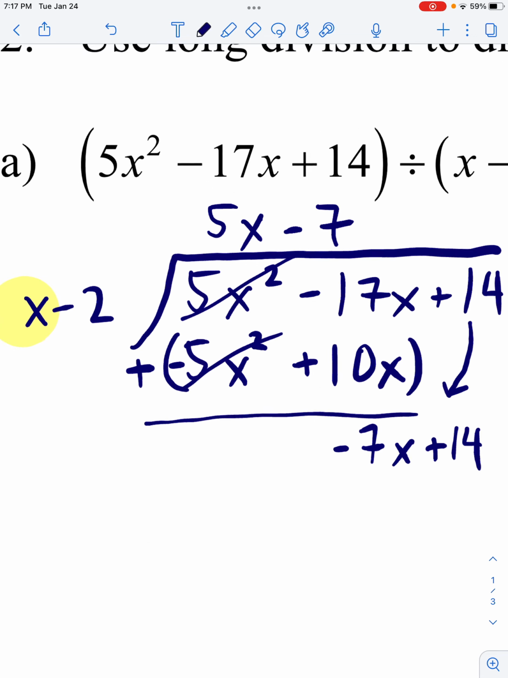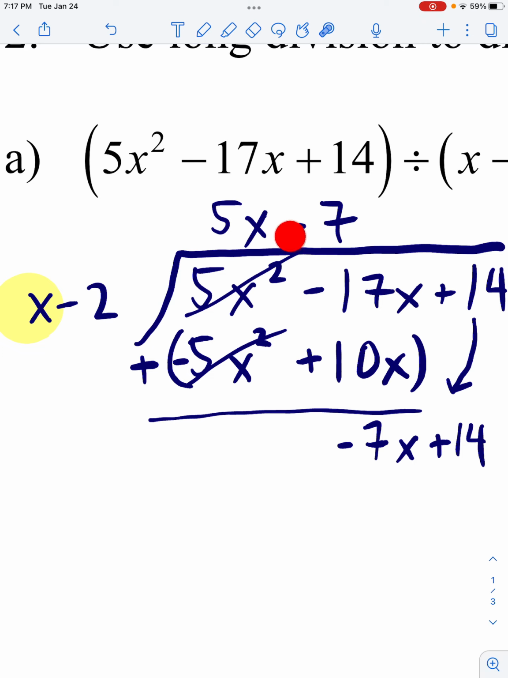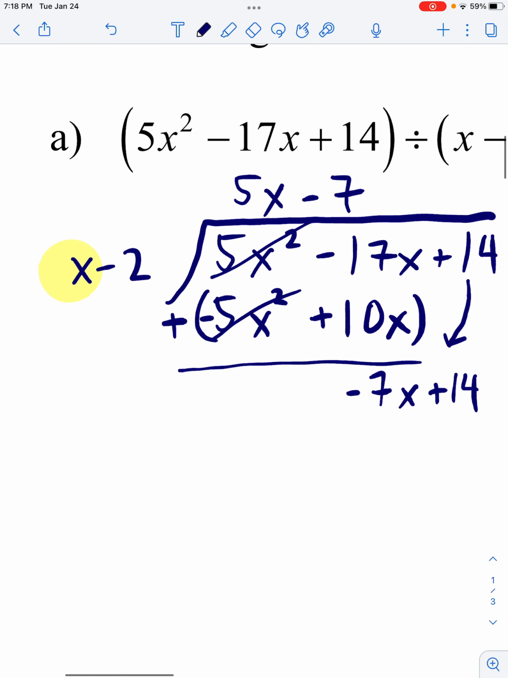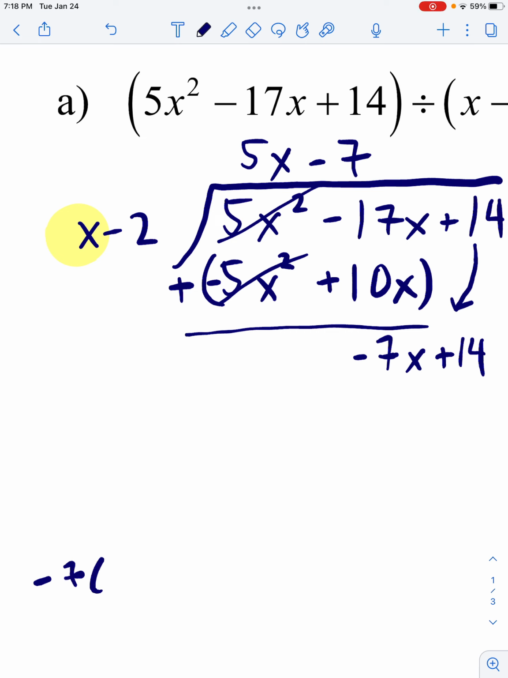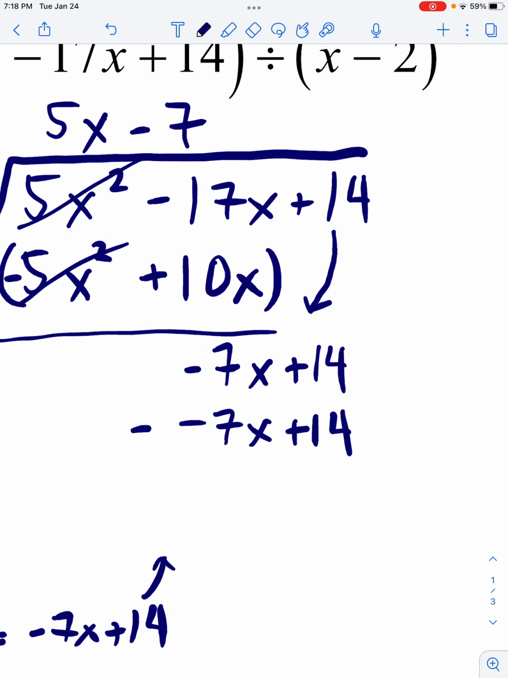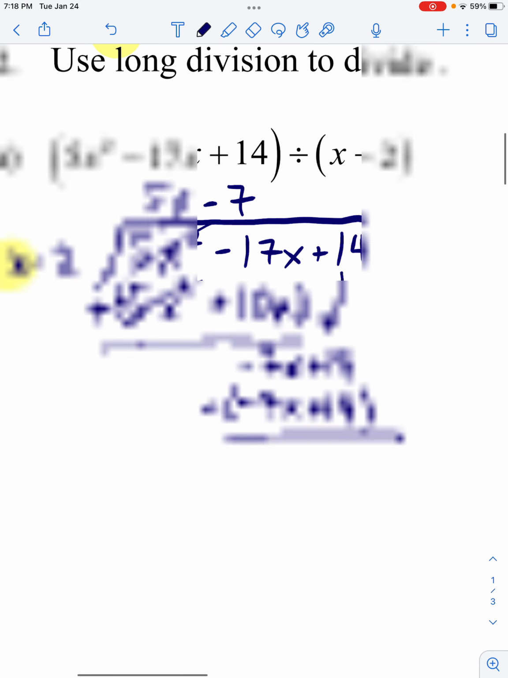Then I do an analogous thing like I did in the last problem. I take that minus 7 that I just wrote down, and I multiply it by everything in my divisor. So minus 7 times x minus 2 is equal to minus 7x plus 14. I'm going to write it right under here. And again, I'm going to subtract that binomial from those two terms above it.